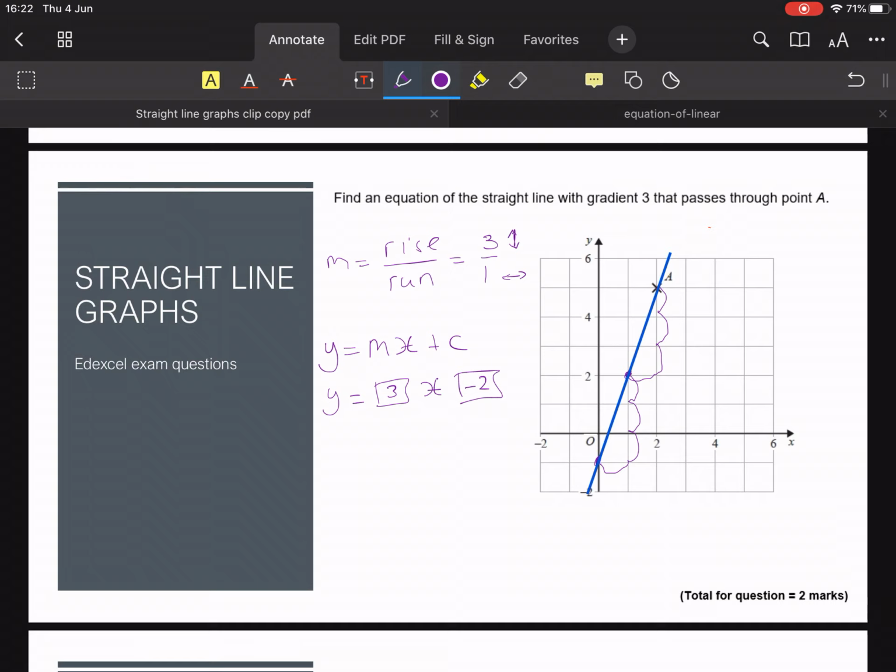I'm going to do another quick one on parallel lines, ensuring that 2 lines are parallel.